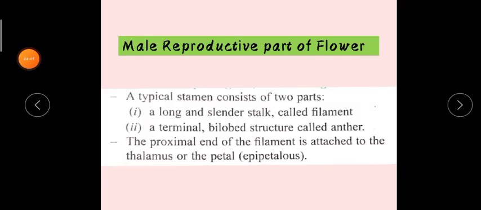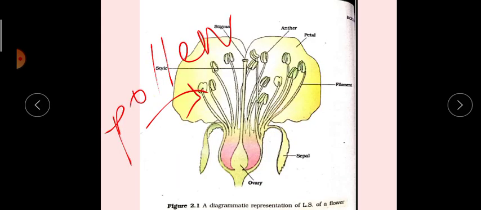The male reproductive part of the flower. As I told you, a stamen is present, and in the stamen you will see two parts. This is the stamen. This entire long part is called stamen or androecium. Same thing, androecium or stamen.